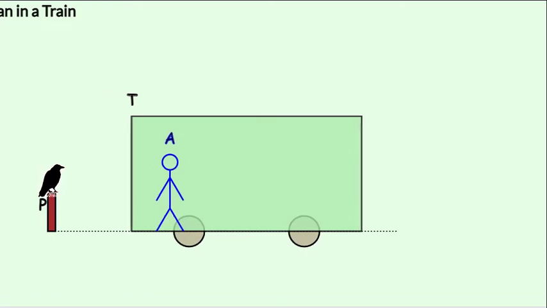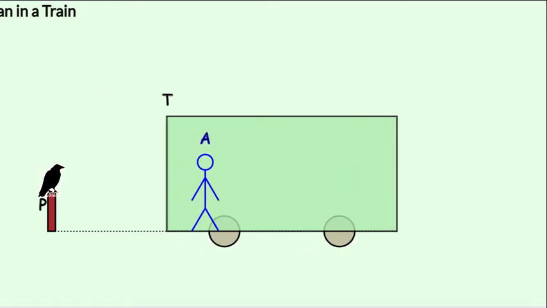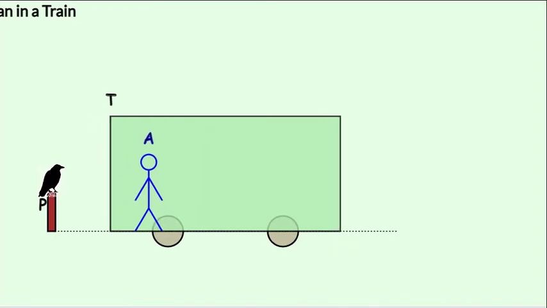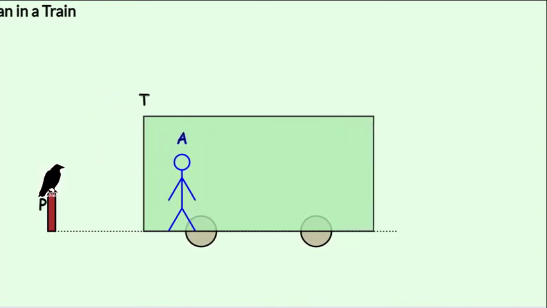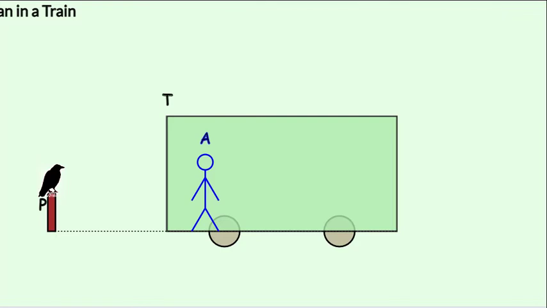A man A is traveling in a train T. The train is moving with a uniform velocity. What will be the velocity of the man? Just by mere observation, we can say that the velocity of the man will be the same as that of the train. But what makes us so sure?